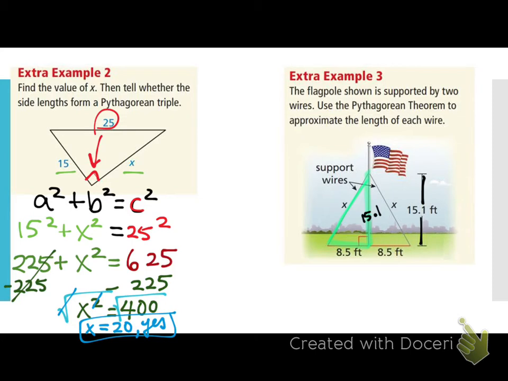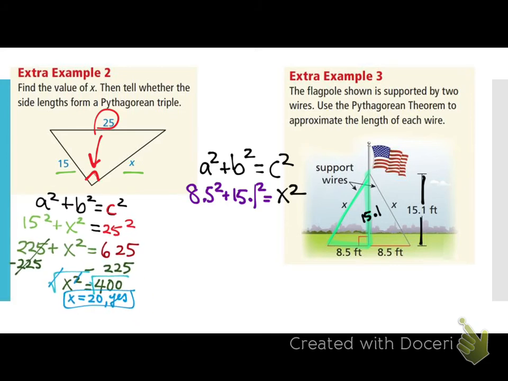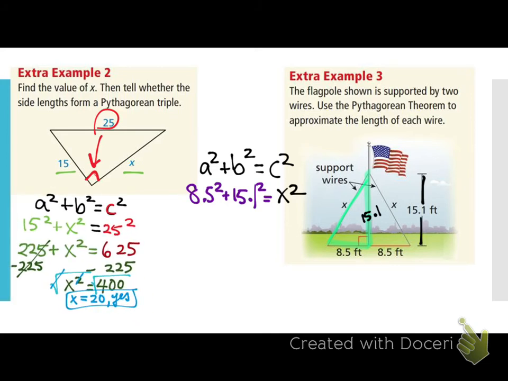Alright, so again, we're going to use the Pythagorean theorem. So A and B are 8.5 and 15.1, and we're setting it equal to x squared. You are going to get decimals. You should not round in the middle of a problem. If you round in the middle of the problem, then you add the rounded number, and then you take the square root of the rounded number, and then you round that rounded number. It's a hot mess. So if possible, do not round.